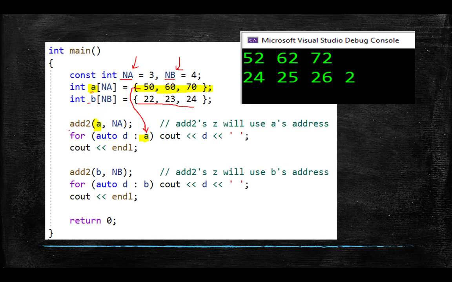So now, add 2. The compiler will give the address of A here, and it'll give the number n here. Then A will extract each data item one at a time and print them out. Next, the address of B will go in here. The address of B, that's very important.